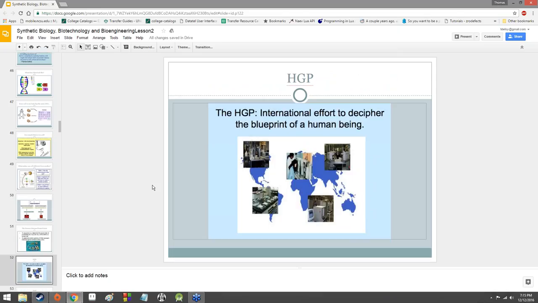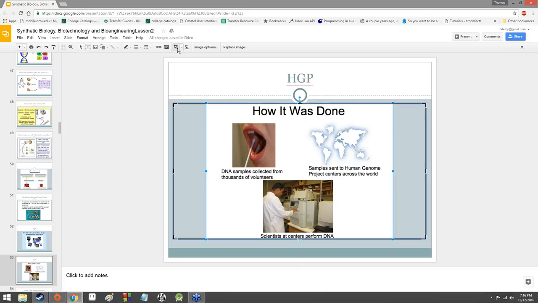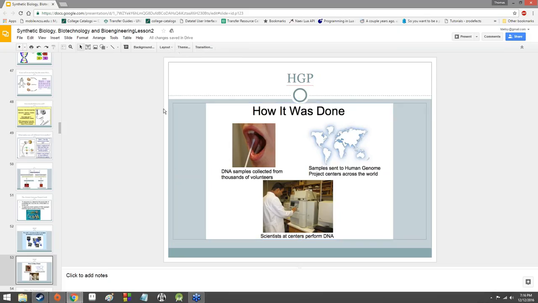But the Human Genome Project is an international effort. It's being done and worked on all over the world. And again, it's trying to figure out exactly what makes a human work genetically, what makes a human tick. How it was sequenced was that DNA samples were collected from thousands of volunteers. Then the samples were sent to centers across the world. And then the scientists at the centers performed DNA sequencing. They pulled out the base pairs and everything like that.